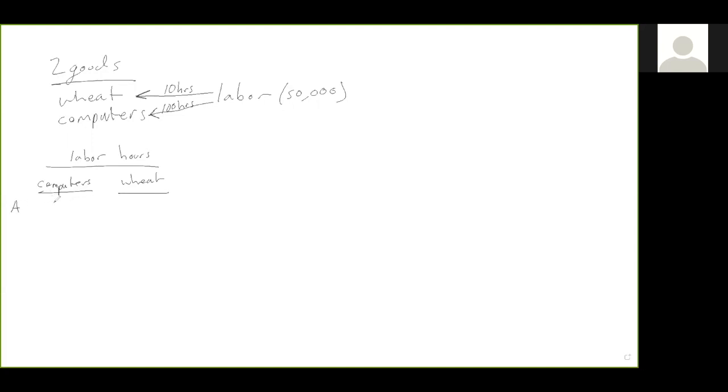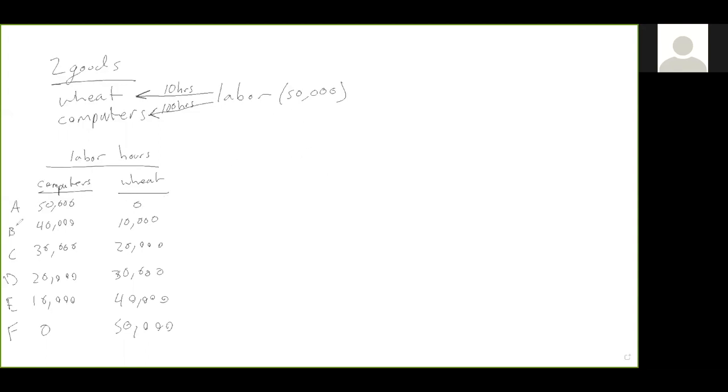So, scenario A, let's say we devote all the labor of this whole economy to computers. So, 50,000 hours goes to computers, which leaves zero for wheat. But that's not the only option. We could do 40,000 for computers and 10,000 for wheat, and so on. 30,000 to computers, 20,000 to wheat, 20,000 to computers, 30,000 to wheat, 10,000 to computers, 40,000 to wheat, and finally, we can devote no labor to computers and all 50,000 to wheat.